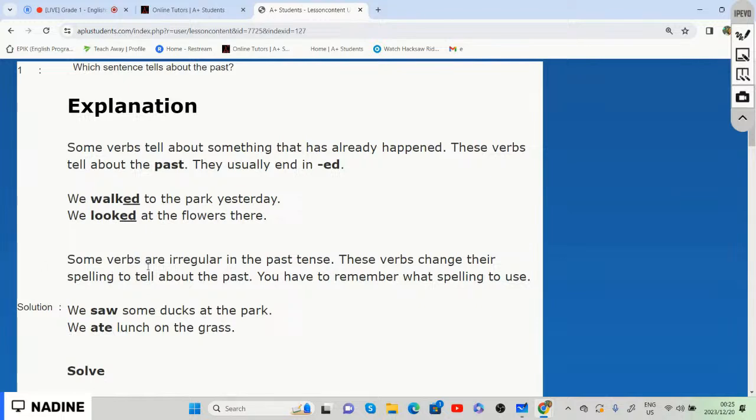But then some of our verbs are irregular in the past tense. And these verbs change their spelling to tell about the past. So you're going to have to remember what spelling to use. Because we don't just add ed, we don't just add d, but the wording or the spelling changes of that specific word. And we made an example of see and saw, eat and ate.